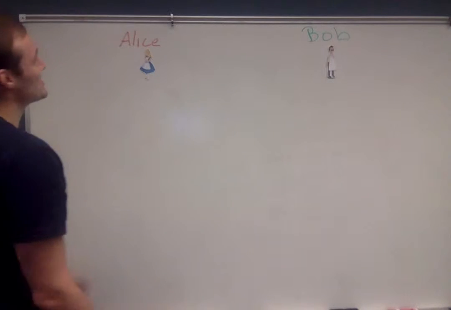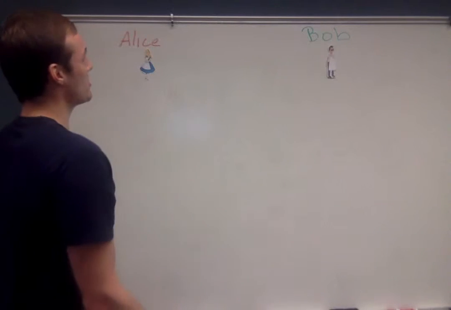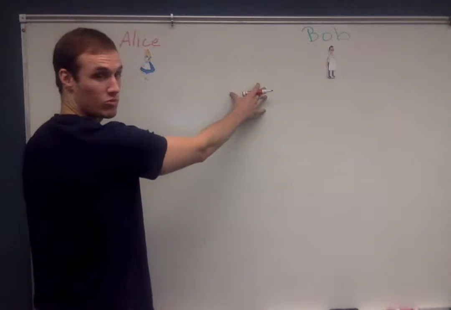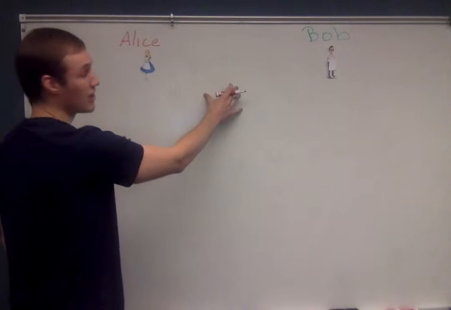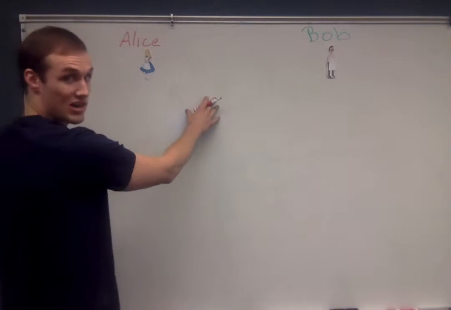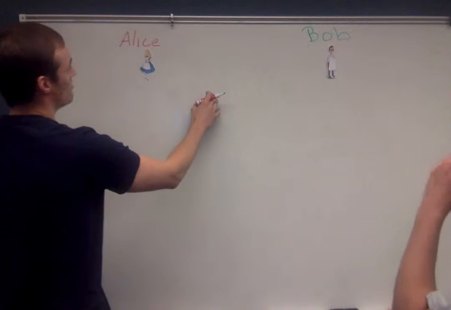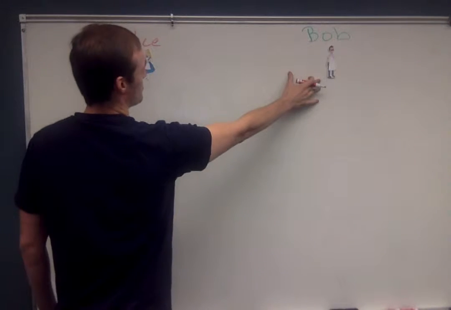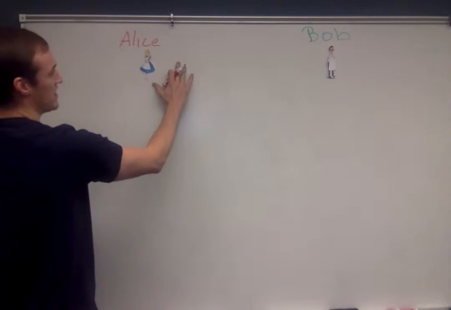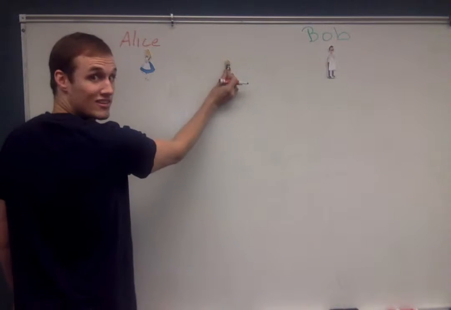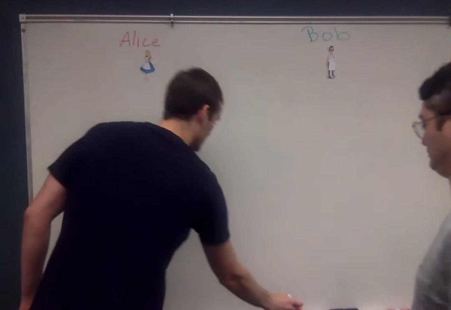Welcome. What we're going to show you today is how Alice and Bob are going to exchange a message between one another, but also keep it secure. We're going to use RSA cryptography, an encryption tool, in which Bob is going to send a message to Alice without Eve being able to figure out what that message is.